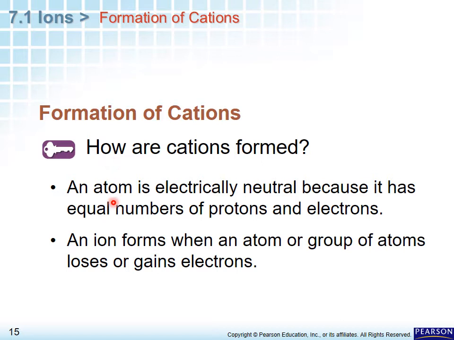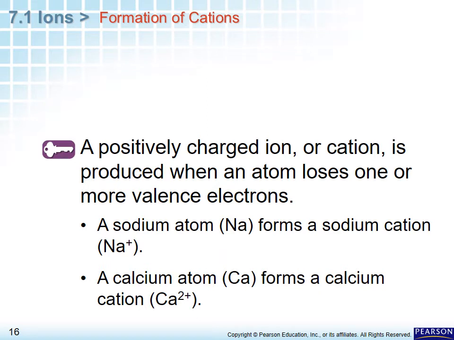How is a cation formed? An atom is electrically neutral because it has an equal number of protons and electrons. Many times we discussed this last week and before last week. Ions form when an atom or group of atoms loses or gains electrons. Means after losing or gaining electrons, it becomes an ion. So there are two kinds of ions we discussed already. One is called cation, the other is called anion. Now, how is a cation going to be formed? By losing electrons.